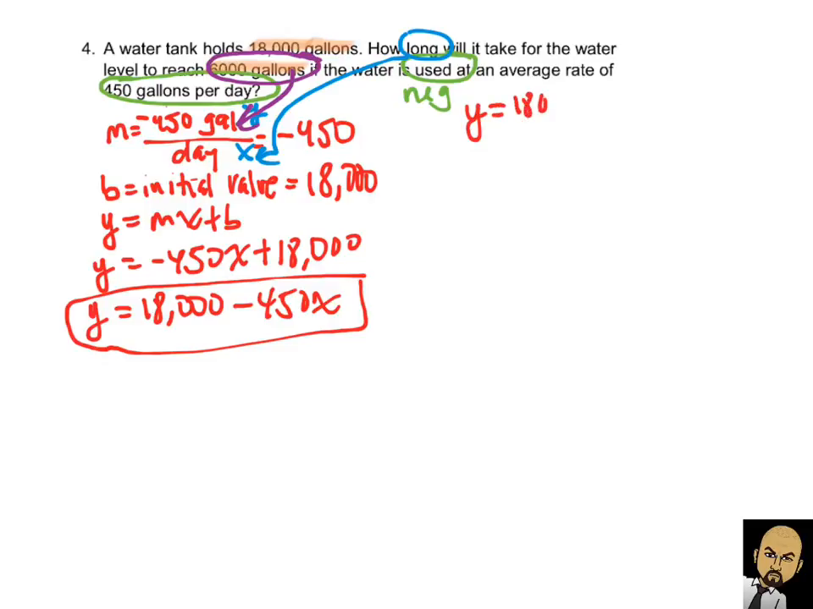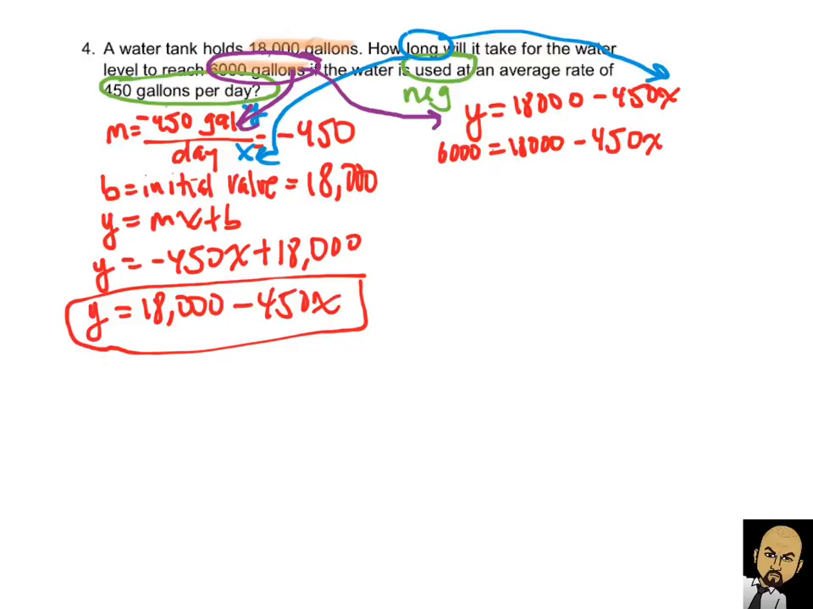So that's going to help us when we write the equation, y equals 18,000 minus 450x, and then we're going to substitute 6,000 gallons for y, because again our gallons are our dependent variable, and it goes with our unit rate, which goes with the difference of the y's over the difference of the x's. So now we substitute, and now we've got to solve for x.